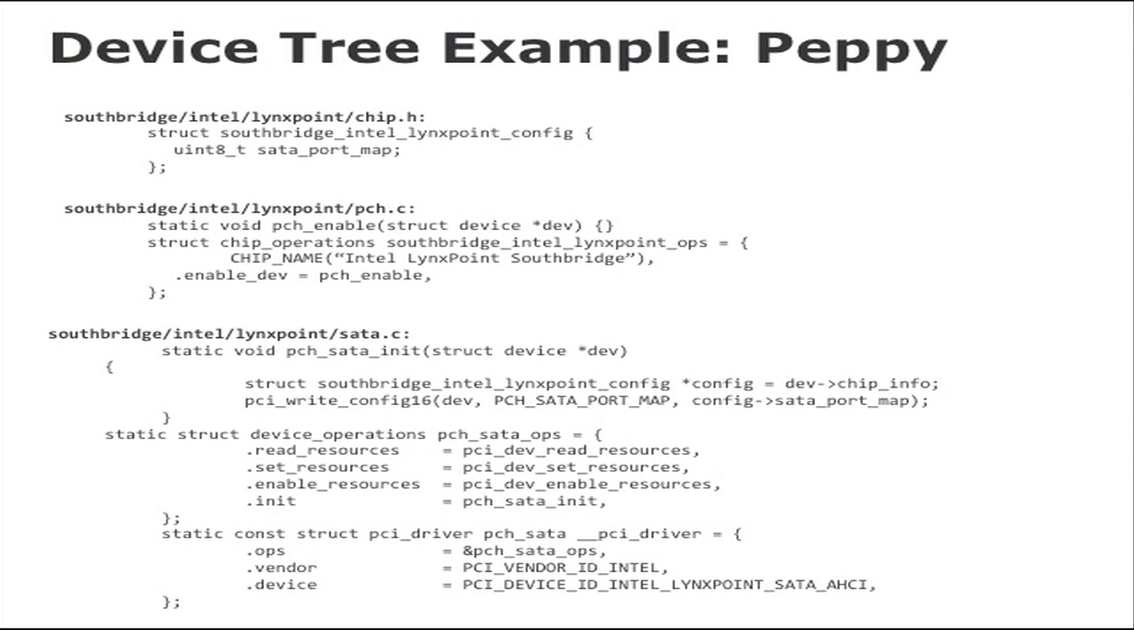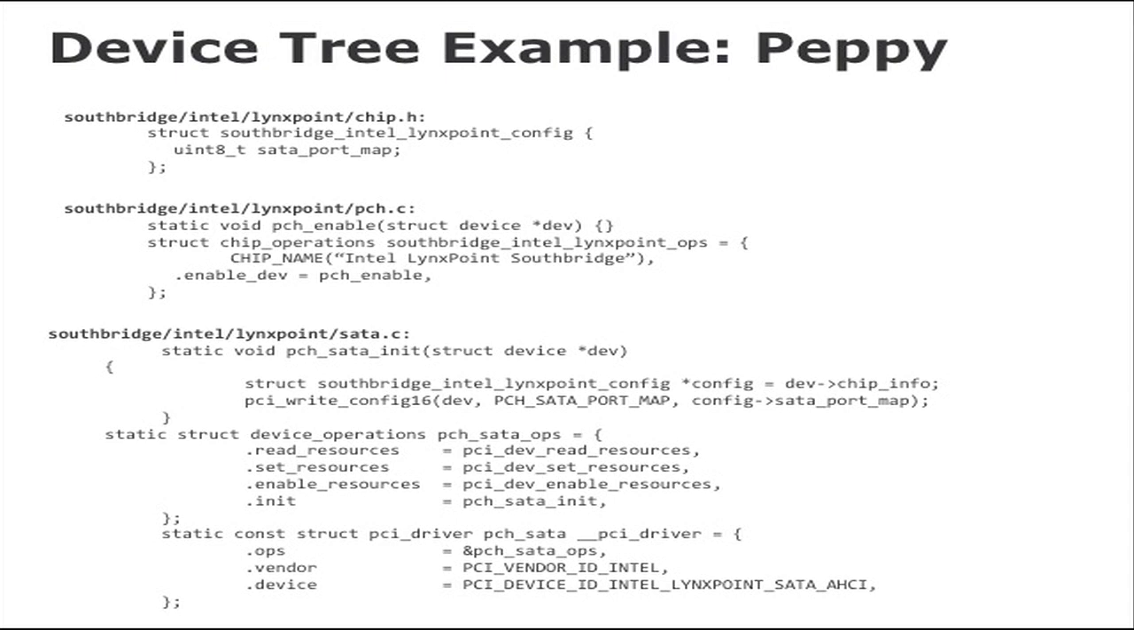To actually make use of this, when the firmware is compiled, it will take that information from the device tree and create some structures and a tree of these devices that you can then find within coreboot. So I'm going to highlight and try to show how that SATA port map actually gets written out to the device.